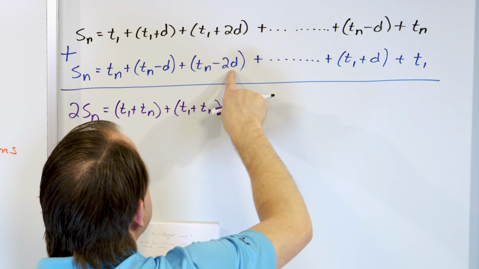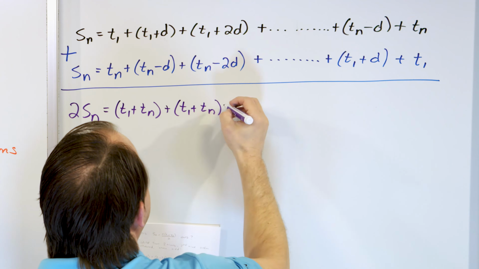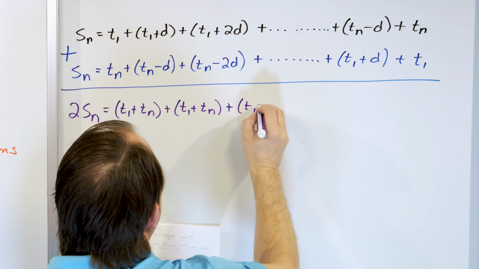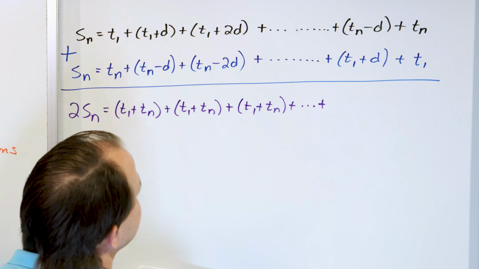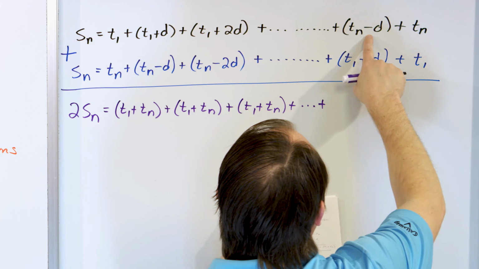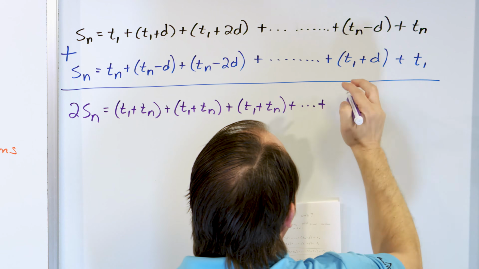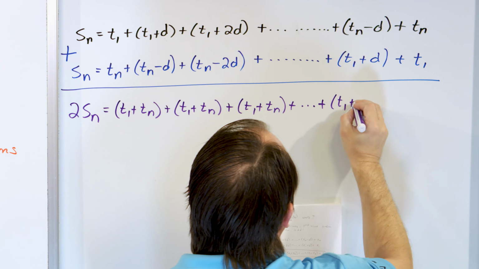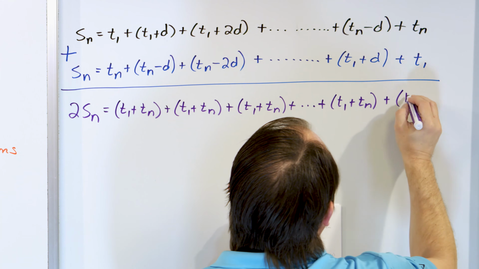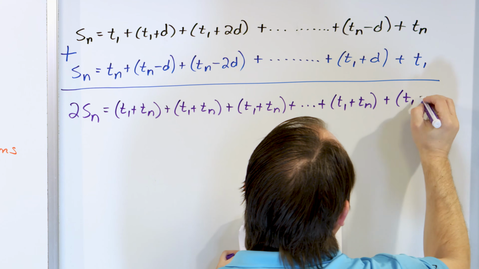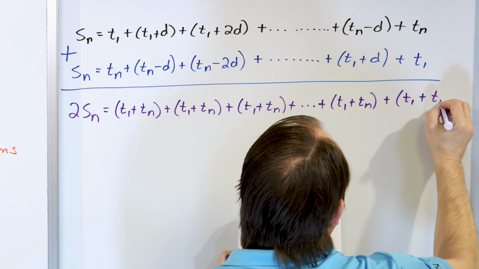The 2d and the negative 2d will go away, but these will still be added together. So I will still have a T1 plus Tn, like this. And then we skip over to the end. What's going to happen here? The d's are going to cancel, but I'm still going to have these. I'm going to have T1 plus Tn. And then these guys are going to be added together. I'm going to have Tn plus 1. I'm going to write it as T1 plus Tn to match everything else.